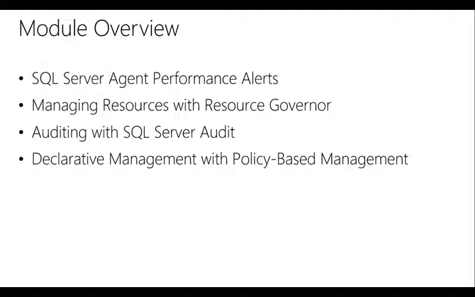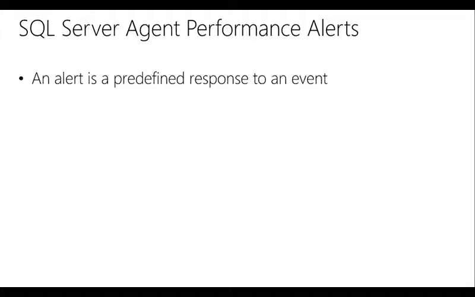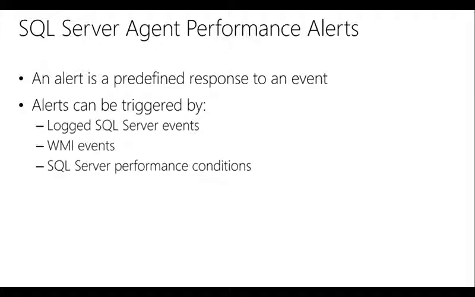Great stuff. Okay. Let's dive in then on performance alerts. Perfect. So SQL Server Agent performance alerts. So first of all, defining an alert. An alert is a predefined response to an event. They can be triggered by logged SQL Server events, WMI events, and specifically what I wanted to talk about here is SQL Server performance conditions. So we can actually hook SQL Server into some of the performance monitor counters and drive some alerts based on that, which is really quite a powerful way of configuring some automation.